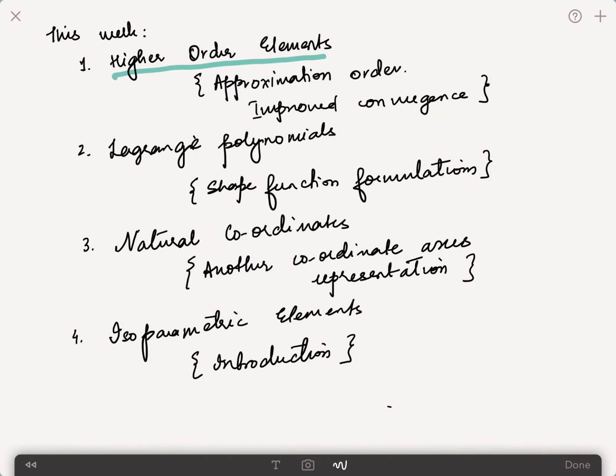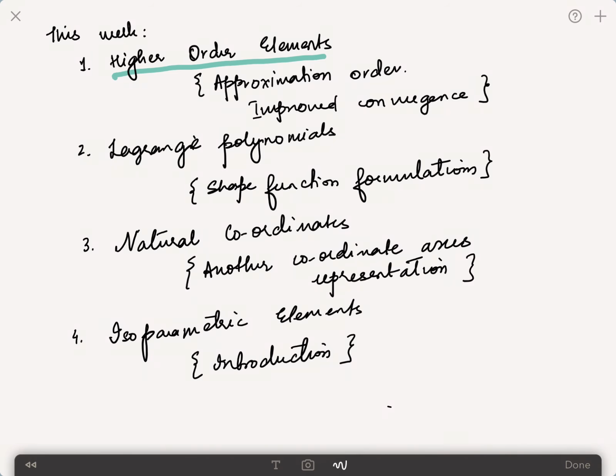function. And in this particular video about the higher order elements, we will discuss the higher approximation order that we'll pick up for certain elements and what its advantages and shortcomings are, etc., in terms of finite element analysis. We will also see how the higher order elements with the higher approximation order contribute towards convergence.